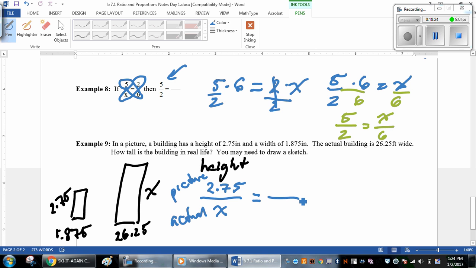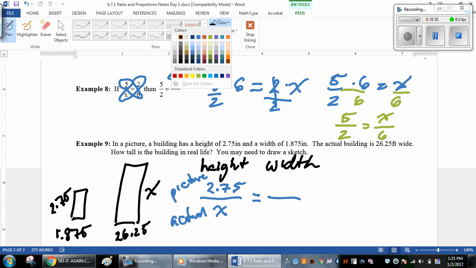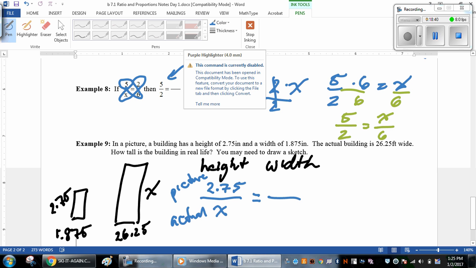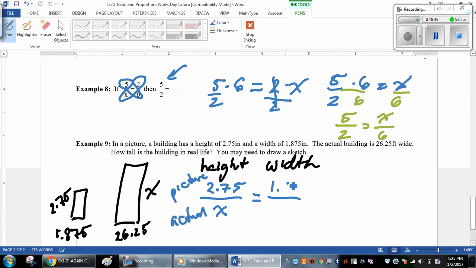Now, we used height for this first ratio. For our second ratio, we're going to use width. Notice I'm being very consistent here. There are a couple different ways we can set this up, but what's important is that you're always consistent with how you set it up. I started with height, now I'm doing width. I started with my picture on the top. The width of my picture is 1.875. The width of my actual building is 26.25. There we have a proportion.